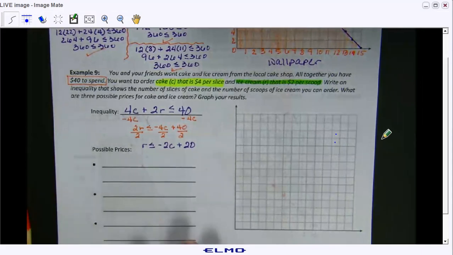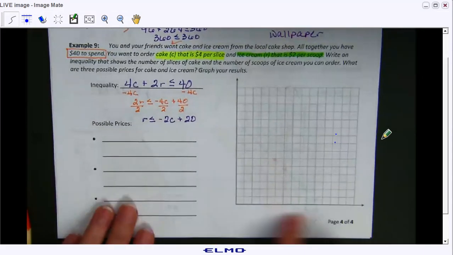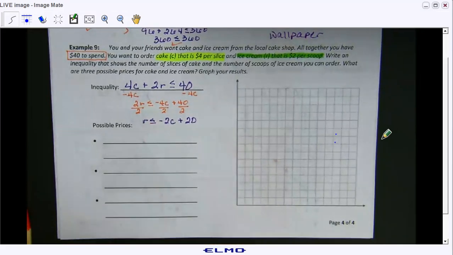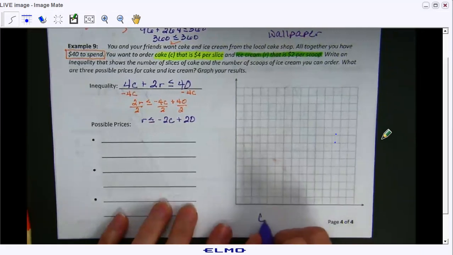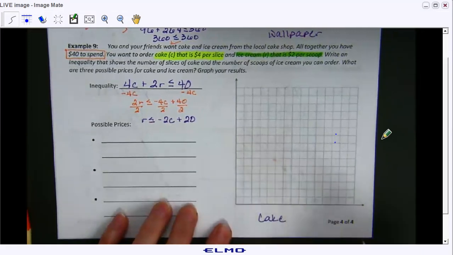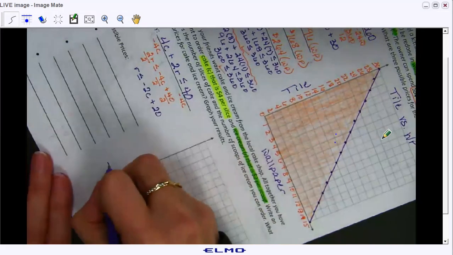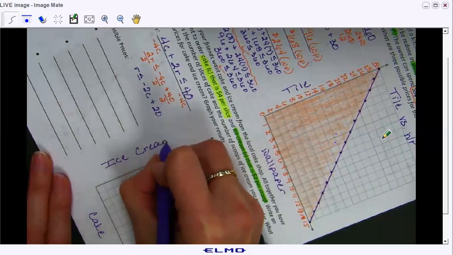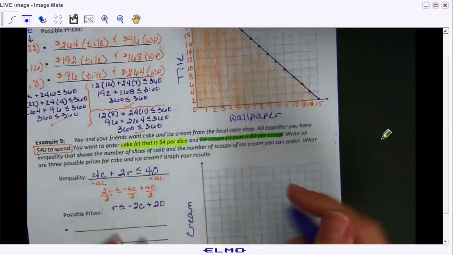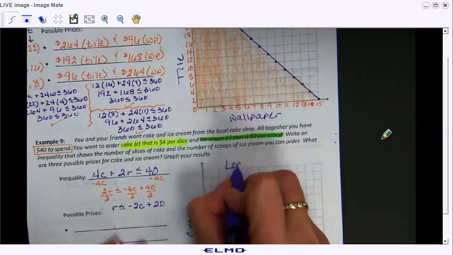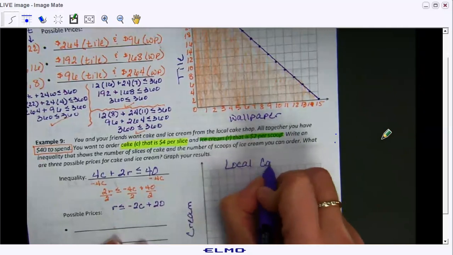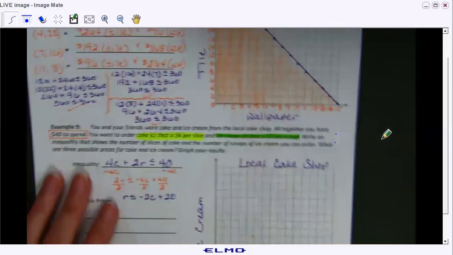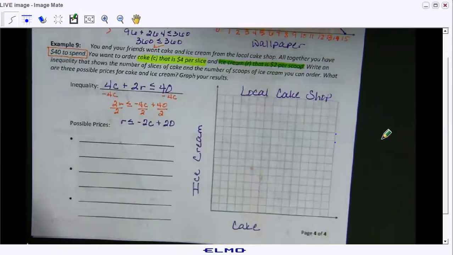What is going to be on our x-axis? Cake, because C is where the x typically is. So we're going to put cake right here. And then we're going to put ice cream over here. And we're going to title it Local Cake Shop. You can put anything that makes sense. Cake is yummy.